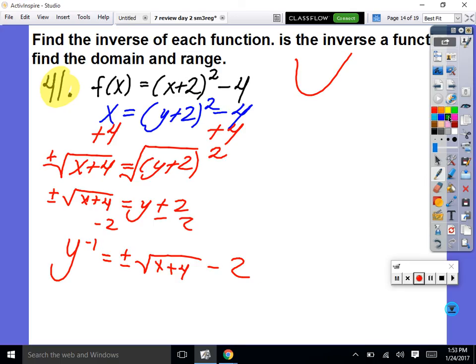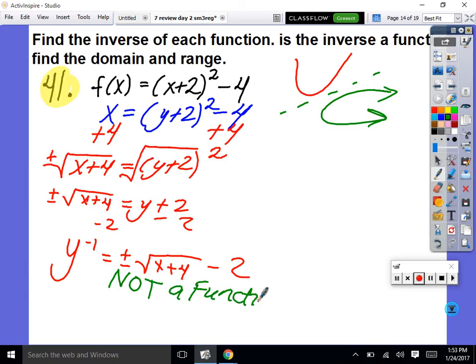Okay, now let's do this. It says is the inverse a function. Isn't this plus and minus? Think about this. If we reflect a quadratic, is it going to be a function? Nope, so we'd say not a function. Now let's do the domain and range. This is going to be on the test.